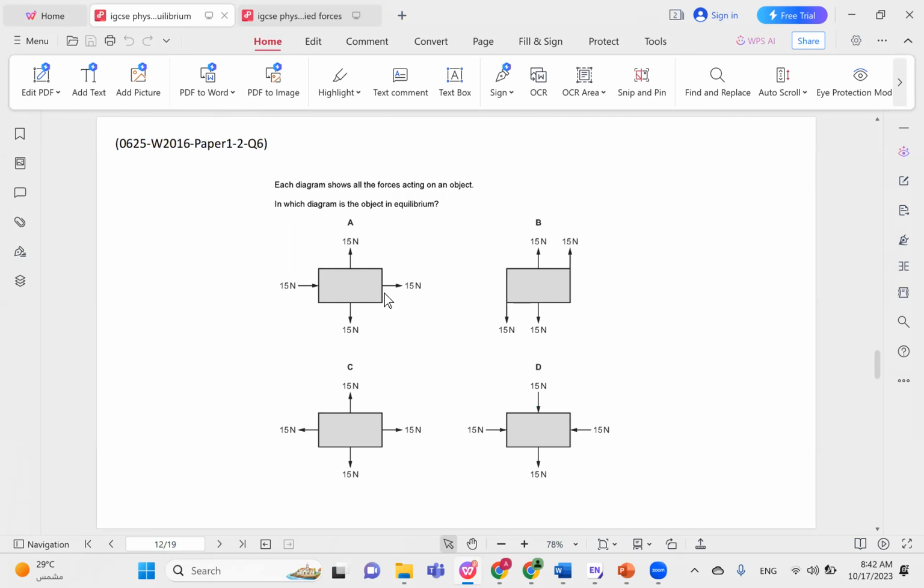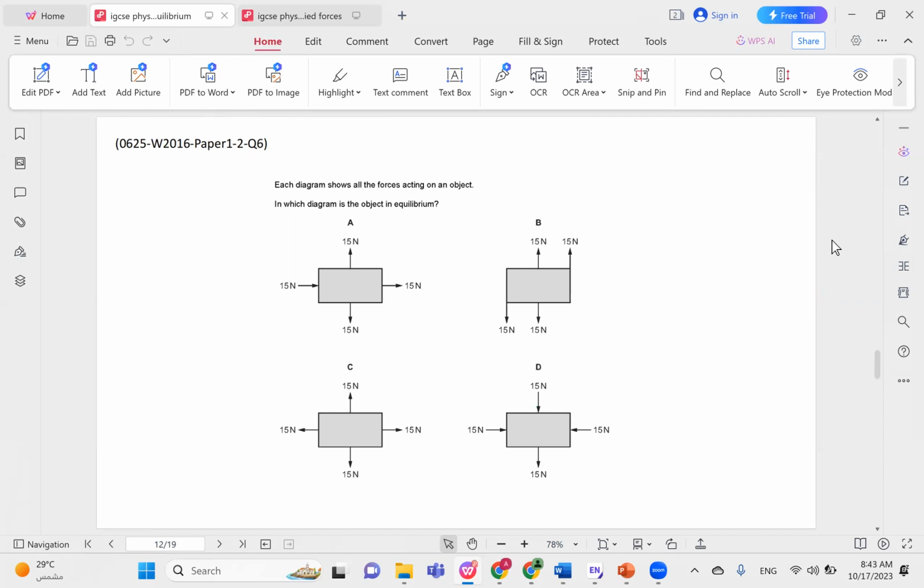Each diagram shows all the forces acting on an object. In which diagram is the object in equilibrium? So, in order to be in equilibrium, you need the sum of all forces to be zero, and you need the sum of all moments to be zero as well, and we're going to talk about that in a second.